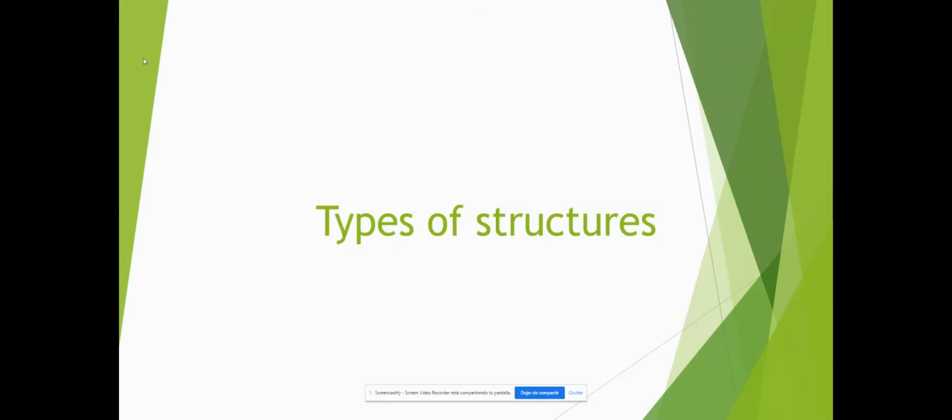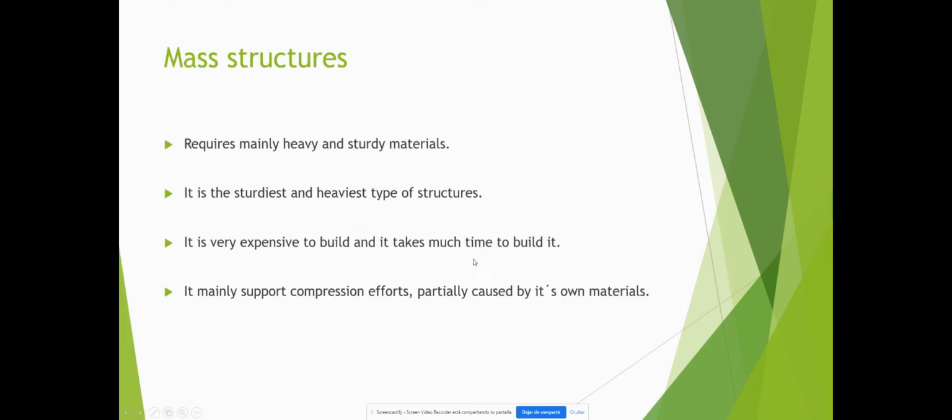This is the video for explaining the different types of structures we are going to see in this subject. We are going to see 4 different types of structures and the main qualities and use of each one. So the first one will be the mass structures.